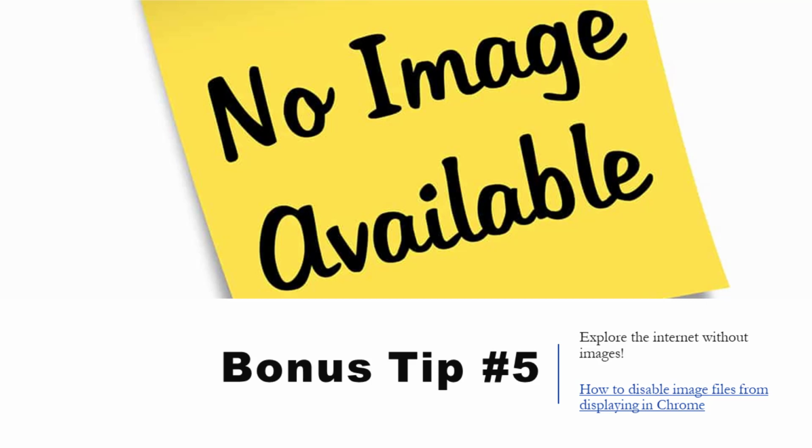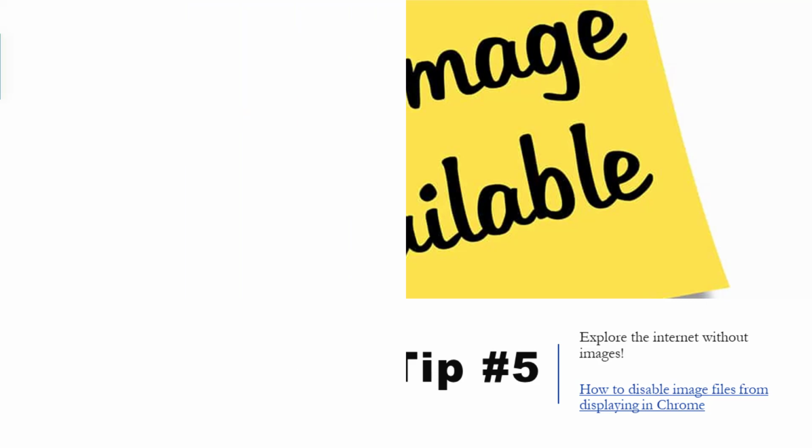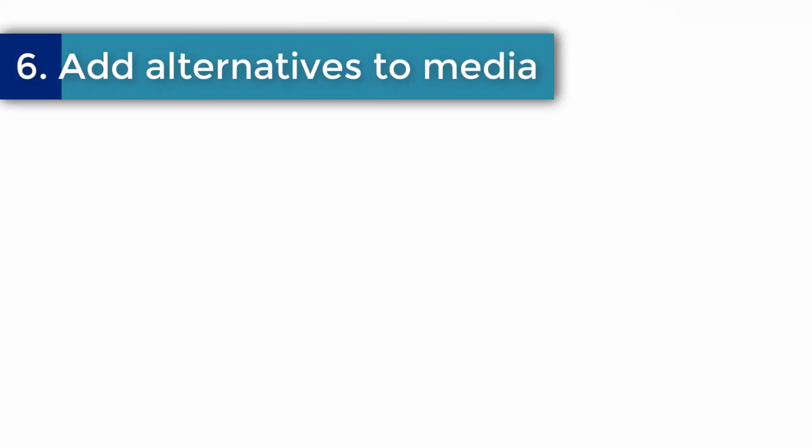It's easy to underestimate the importance of alternative text, but you might be surprised just how much of the web is image-based. To test this, disable your images in your browser and review your content. This perspective may help you rethink how you add image descriptions to your images. You'll find a link for how to disable image files from displaying in Chrome in the video description. Number 6. Add alternatives to media.